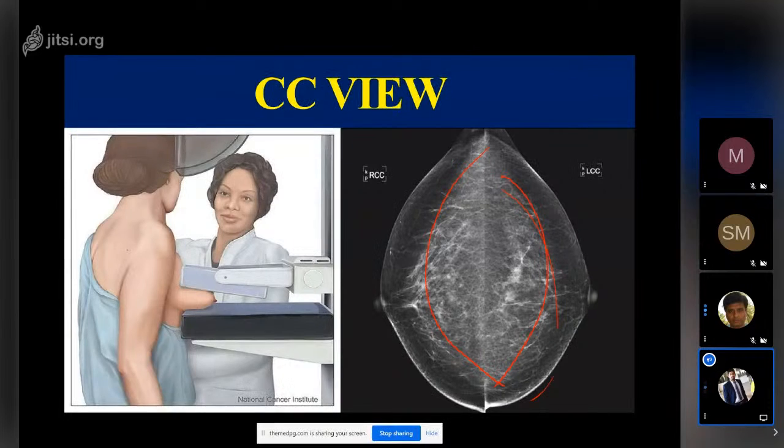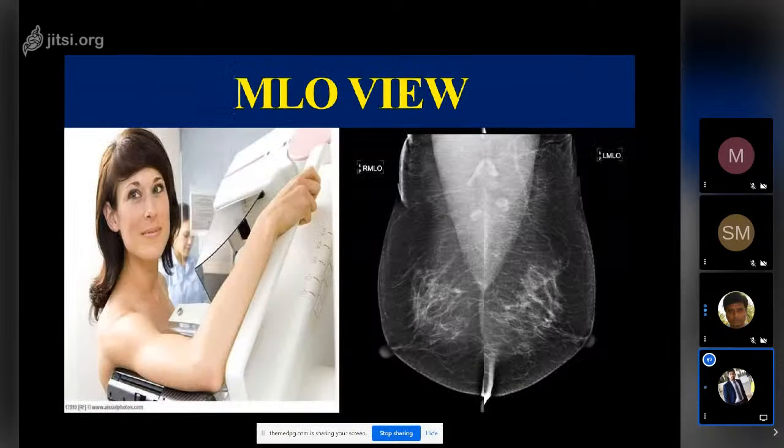Whenever you compress from above and below, it's called craniocaudal view, and this is how we can see two images. We'll be seeing the right craniocaudal and left craniocaudal. And in this image, we can see that there is mediolateral oblique. What is the speciality of mediolateral oblique? We will see this pectoralis major.